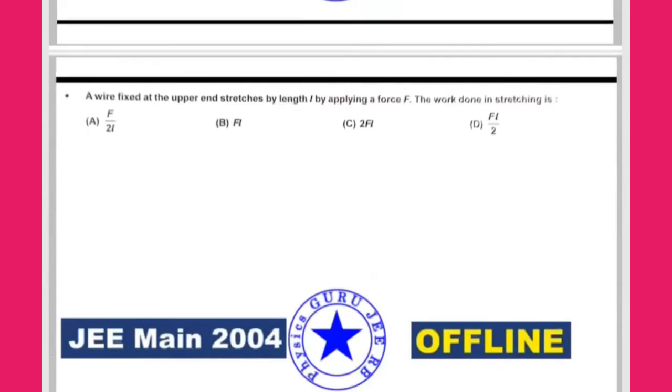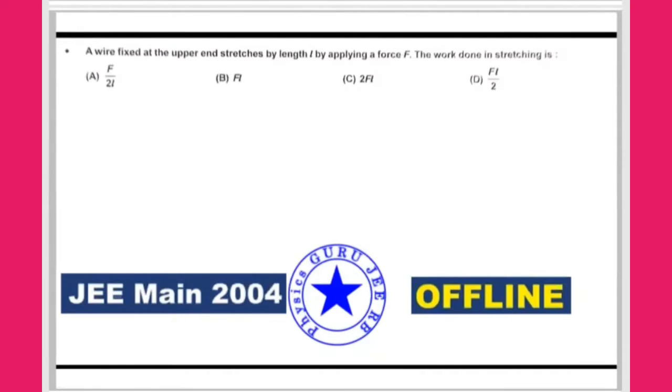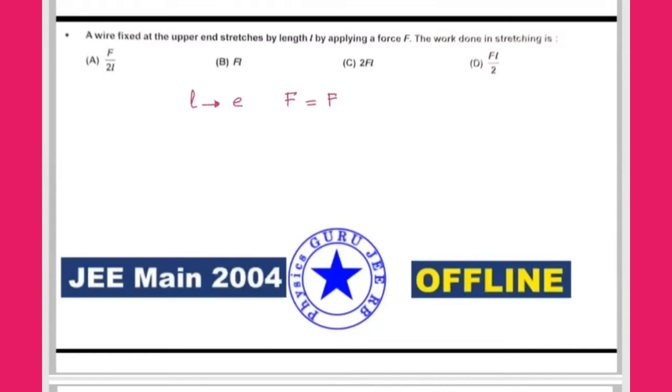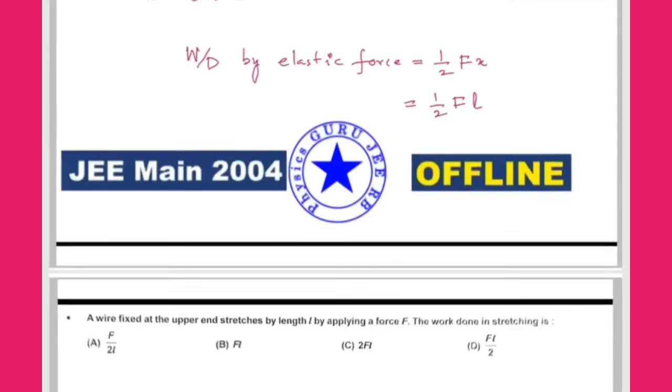According to the problem, L is nothing but the elongation, and the applied force is F. What is the work done in stretching the wire? We require the work done by the elastic force. The work done by the elastic force in stretching is nothing but half into F into X. But here the elongation is given as L. So simply I can write half F into L.